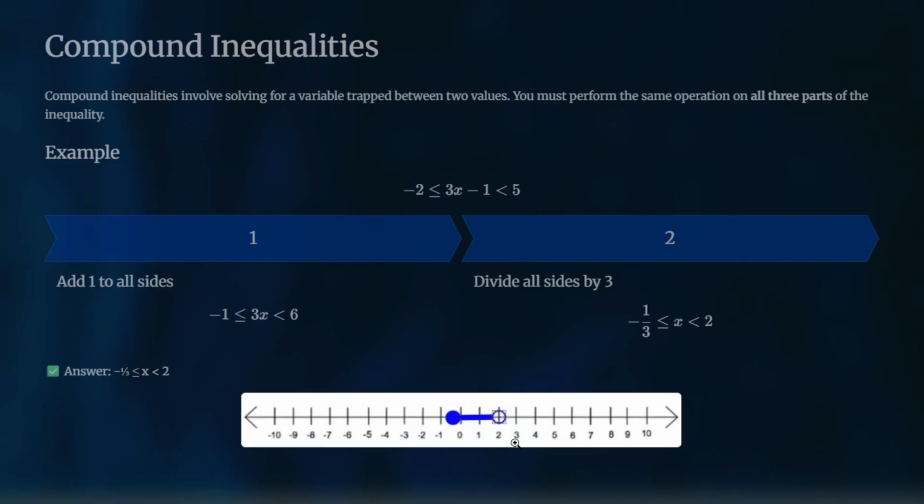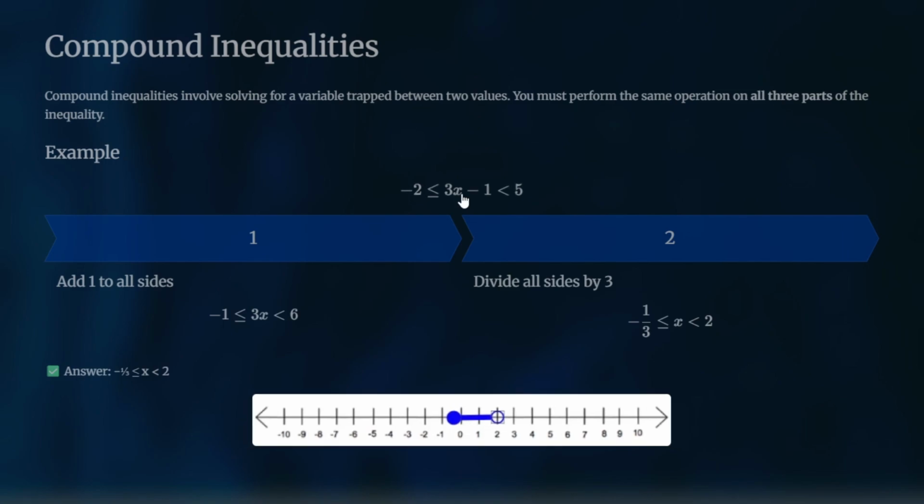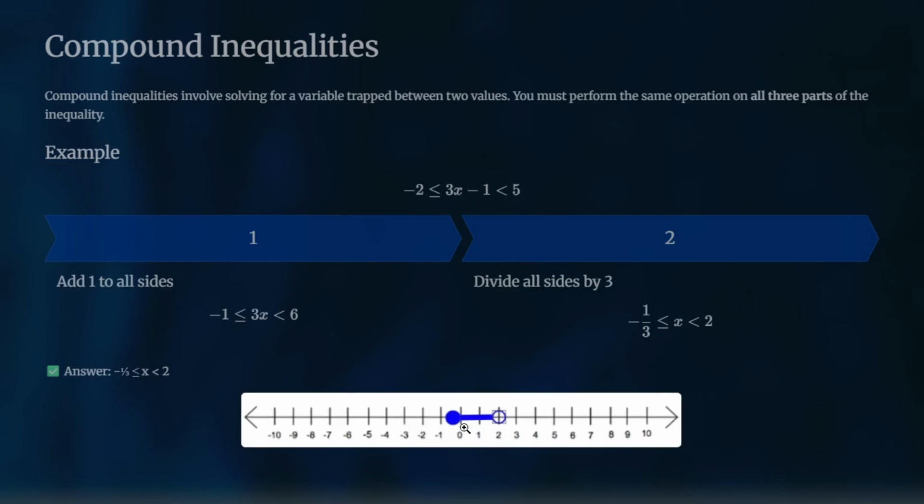So if I graph this on my number line, you can see that I have a closed circle at -1/3 because it is included in the solution set, all the way to 2, but we have an open circle at 2 because 2 is not included in our solution. And if you want to check it, you could plug in any number between these two. Let's say you plug x equals 0 in here, and to make sure that the linear inequality is still true.